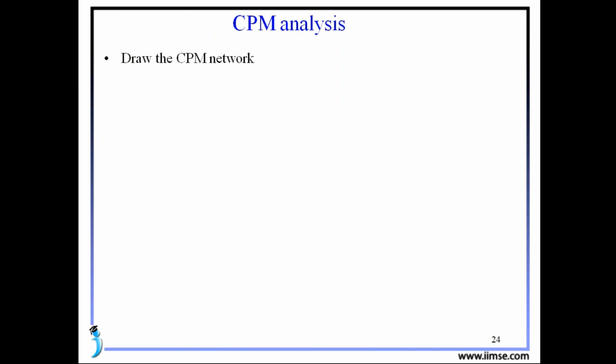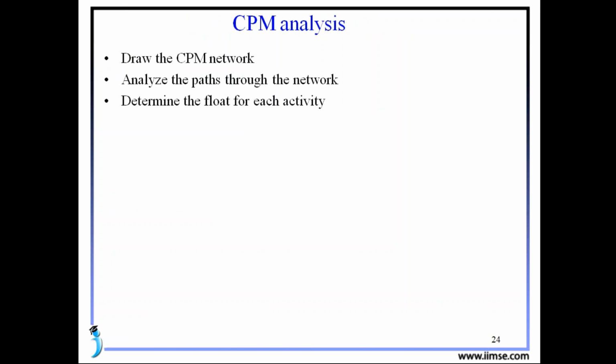First we should draw our CPM network diagram. Analyze the paths through the network. Determine the float for each activity. Float means the delay duration of an activity. Compute the activity's float. See here, float is equal to latest start date minus earliest start date, or latest finish date minus earliest finish date.